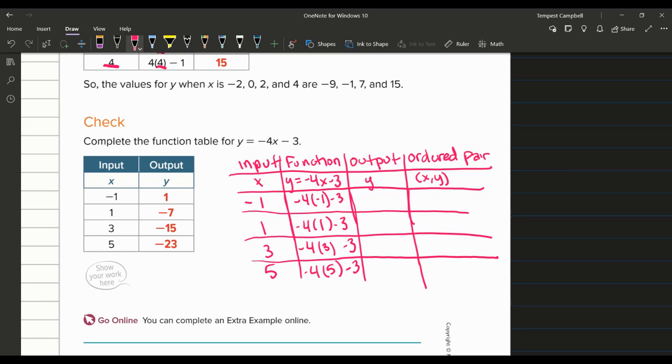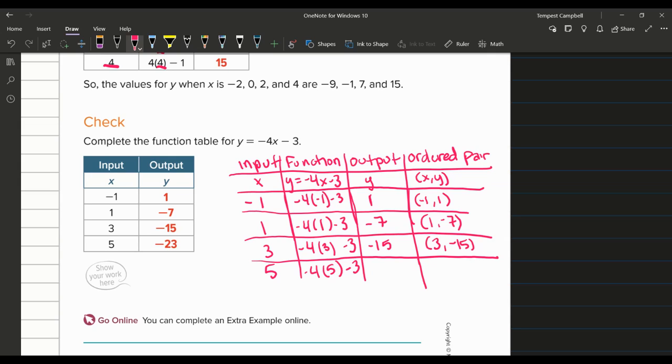Then we're going to actually have to solve the equation. So we have -4 times a -1 is a +4, minus 3 gives us a +1. So my coordinate point is a -1, 1. Next, we're going to have -4 times a +1, which is a -4. Minus 3 gives us a -7. So our next point is going to be a 1, -7. Don't forget your parentheses. And next, of course, -4 times 3 gives us a -12. Minus 3 gives us a -15. So another point on our graph is going to be 3, -15.